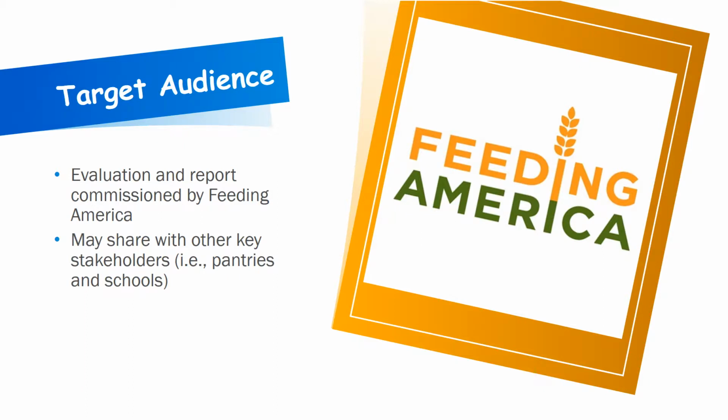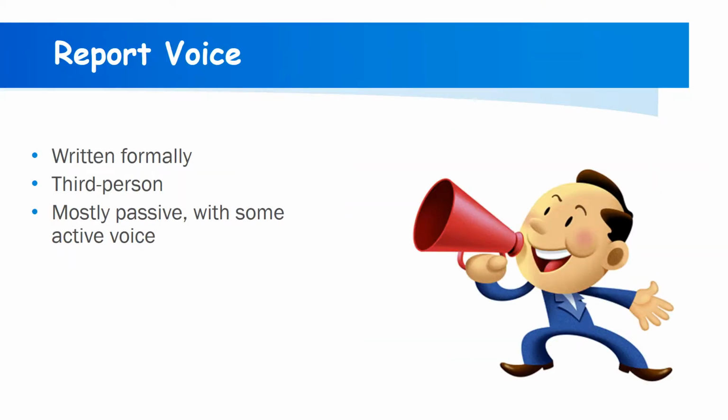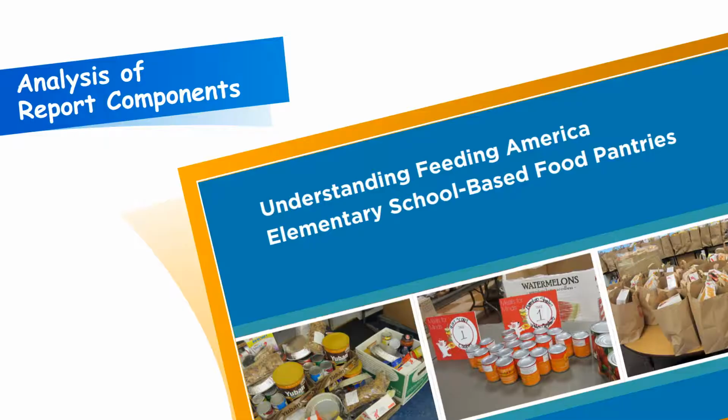In reading the report, we learned that Feeding America commissioned American University to complete this evaluation and report. Therefore, Feeding America management, and specifically those involved with the school pantry program, are the primary target audience for the report. However, Feeding America may decide to share this report with key stakeholders such as partner schools and food banks. This may be beneficial as the report contains useful information and recommendations for all groups. The report is written formally, in the third person, and with mostly passive voice.